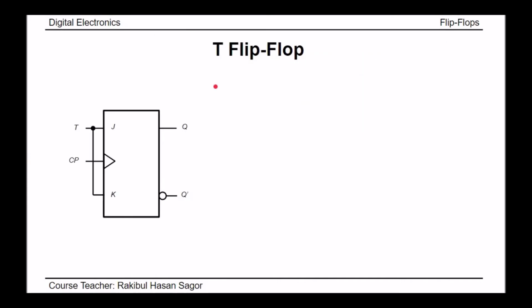Next, we will start a new type of flip-flop, that is T flip-flop. T stands for toggle. It means it's toggle flip-flop. T flip-flop is nothing but a modified version of JK flip-flop. The inputs of JK flip-flops are shorted together. So, here we have only one input and one clock pulse. When we give T equal to 0, both J and K get 0. When we give T equal to 1, both J and K get 1.